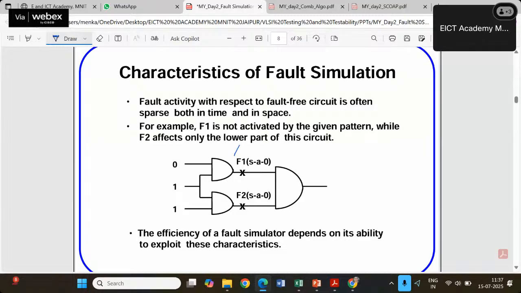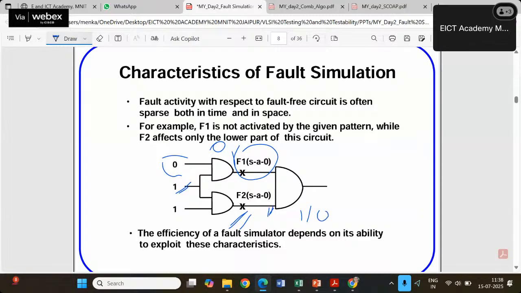So if F1 is not activated by the given pattern, for example, in this case, we have 0 at one input and 1 at the other input. The 0 1 combination gives you 0 over here, but the fault was stuck at 0. So it means this is not being activated and this is being activated. So the output here becomes 1. We are expecting that the output is 1, but because of the fault it is 1/0. 1 is the true and /0 means it is the faulty output.